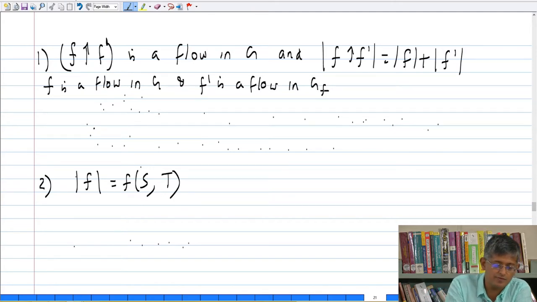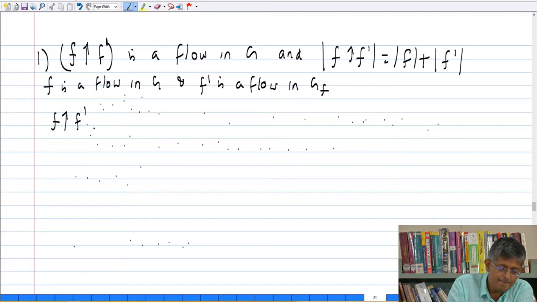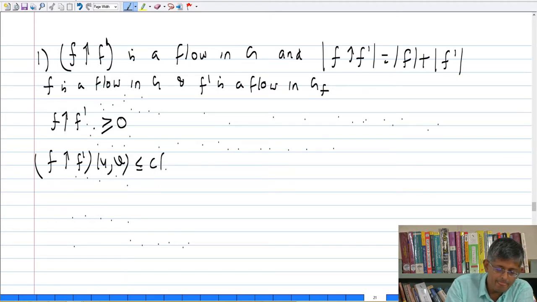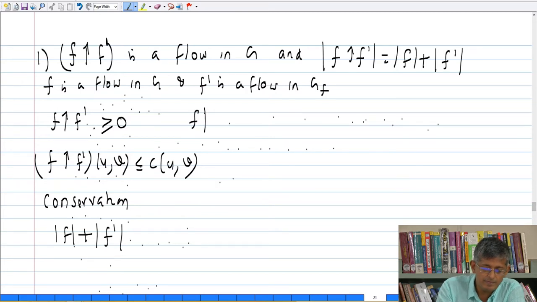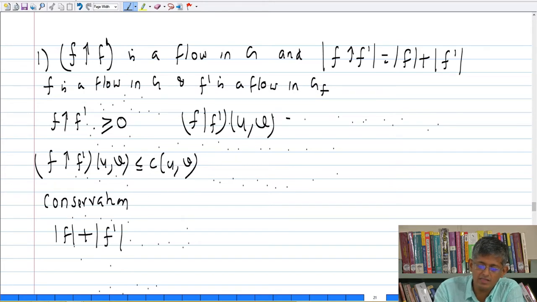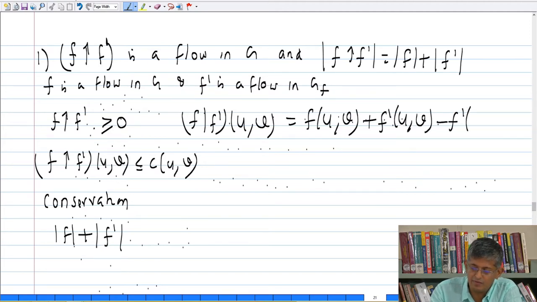So let us do this work of proving the first thing. So let me erase this. I'll move this to the next slide. These are the things that I should prove, right? So I'll just give you a flavor of what kind of algebra you should do to complete these proofs. It's very easy, right? It just requires you to play around with the equations a bit. So let us write down the definition. You recall this. This is f(u,v) plus f'(u,v) minus f'(v,u).